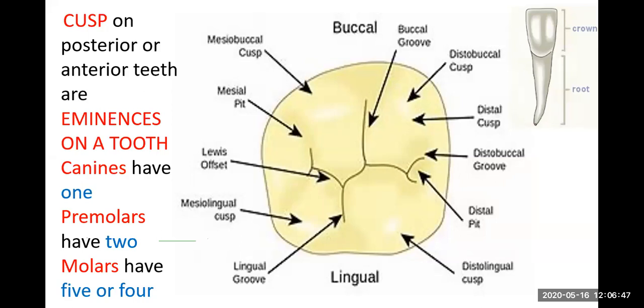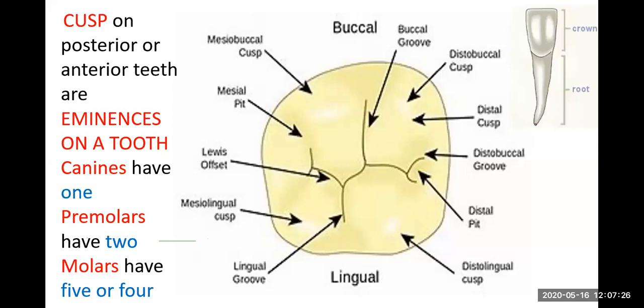Until you understand them, it will be difficult for you to be able to define occlusion and understand it. Of course, you know that we have a tooth, we have a buccal surface, we have a lingual surface, we have a distal surface, then we have a mesial surface. So the mesial pit, the mesiolingual cusp, the lingual groove, the distolingual groove, everywhere, every site or every surface of a tooth is defined by the name of that surface.